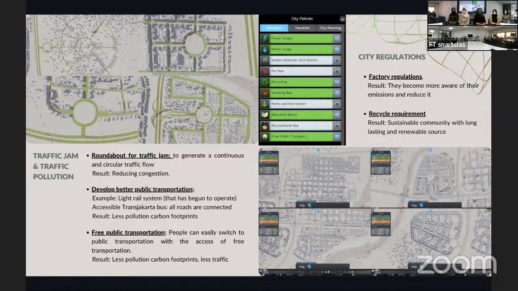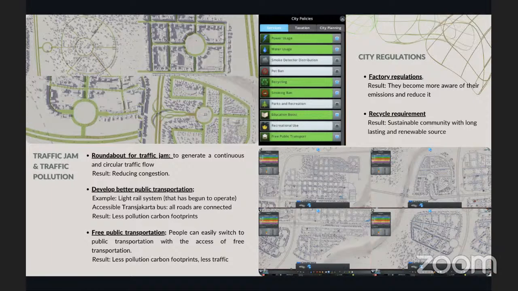So the solution, we have three. The first one is roundabouts for traffic jams, which generate a continuous and circular traffic flow. The second is that we develop better public transportation, for example, like the rail system, which has begun to operate, and accessible trans-corridor buses, and all roads are connected, as you can see from the right map. And then the last one is free public transportation, which people can easily switch to with free access.